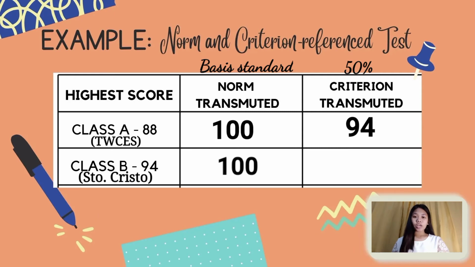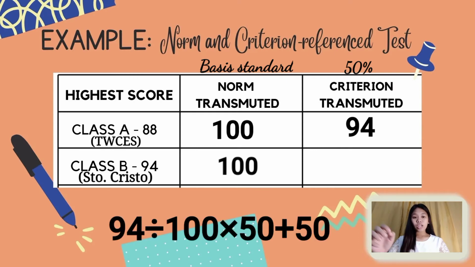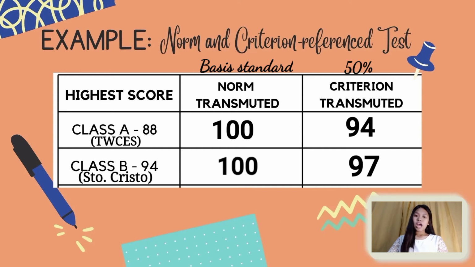Here at 94, 50% is still the passing. So it's just the same computation: 94 divided by 100 times 50 plus 50, we have 97. Alright? So there is still a discrepancy in their scores because of the criteria, but they are equal in the norm reference because they are the two top scorers.